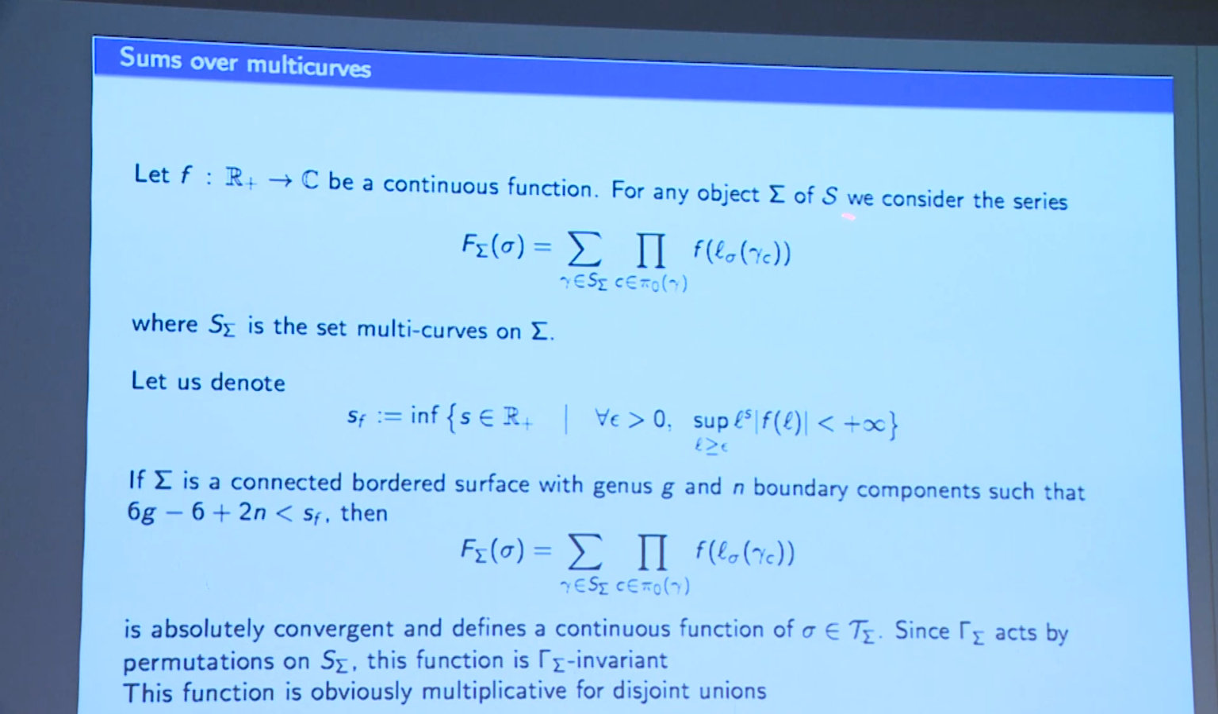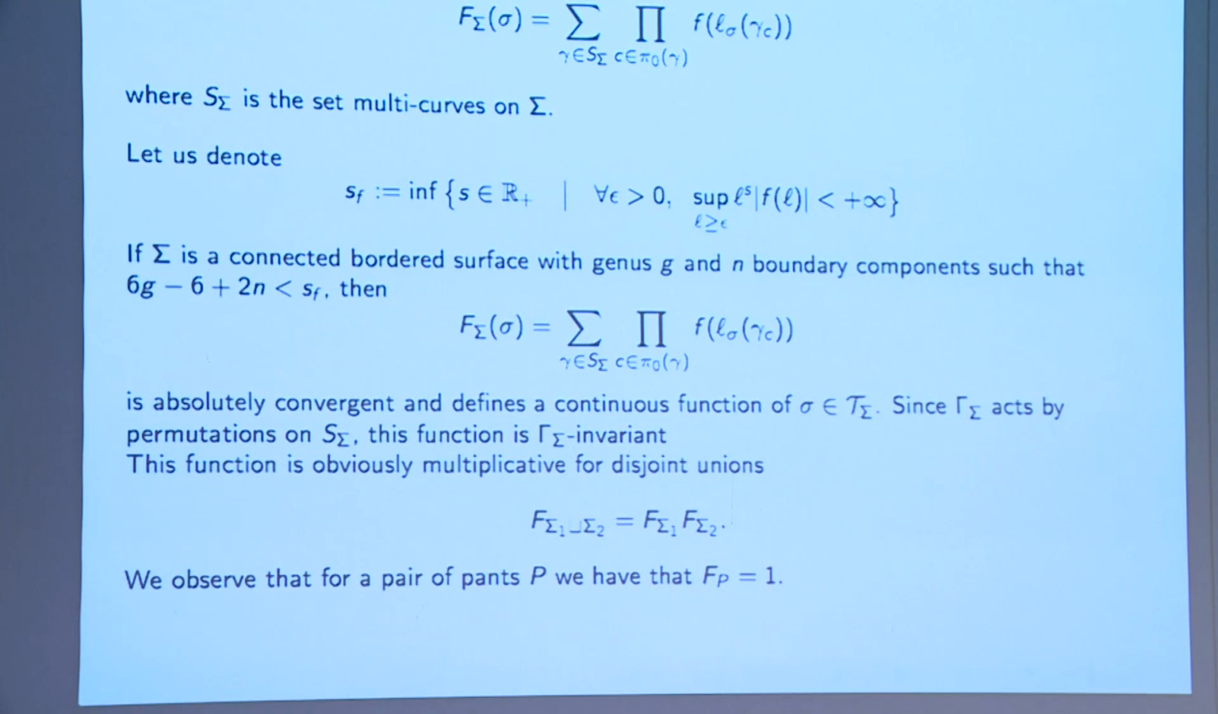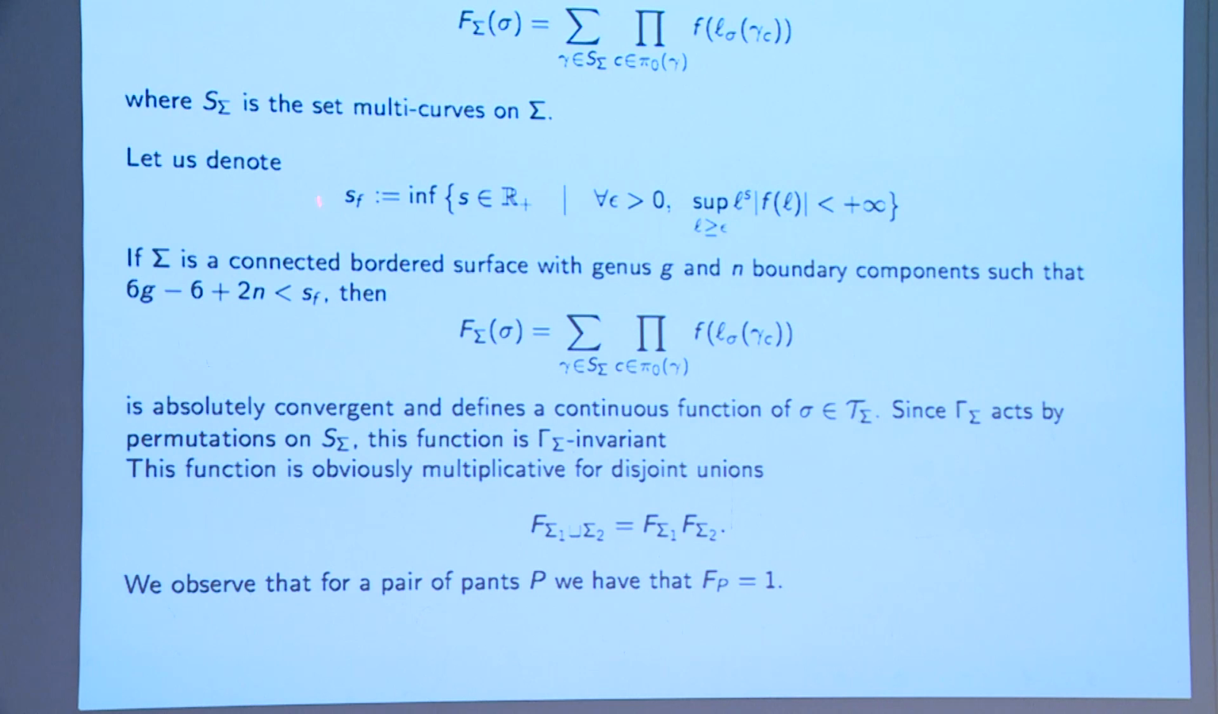And so if you define S_F to be the polynomial decay rate of the function, you assume that this is finite, or actually, sorry, you just define it this way here. But if you know that you have a surface for which 6g minus 6 plus 2n, which is the growth of lengths of geodesics that are simple and closed, is less than S_F, then this function will be an absolutely convergent series which defines a continuous function on this Teichmüller space. Okay, and now therefore, for example, if you assume that S_F is infinity, then this works for all surfaces. And one example of that is if you just take F to be exponentially decaying, and of course, it's fine.